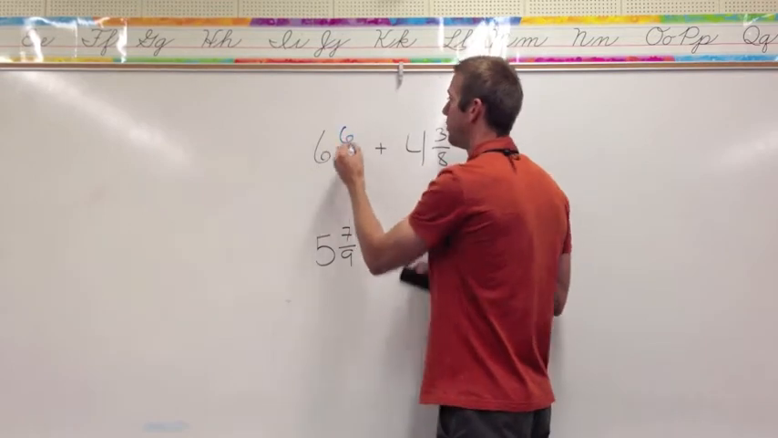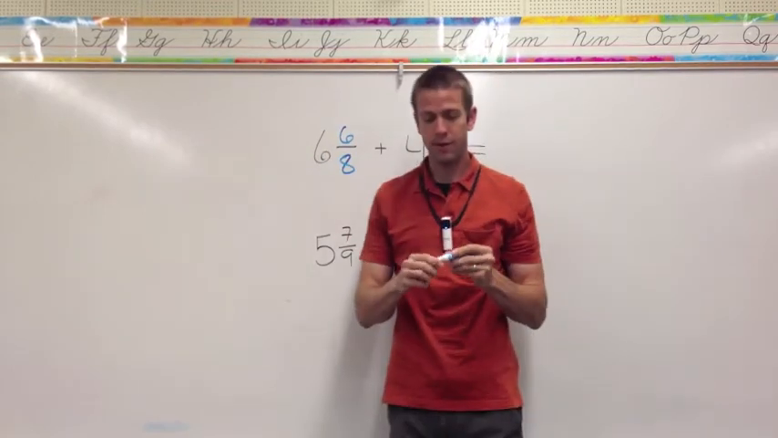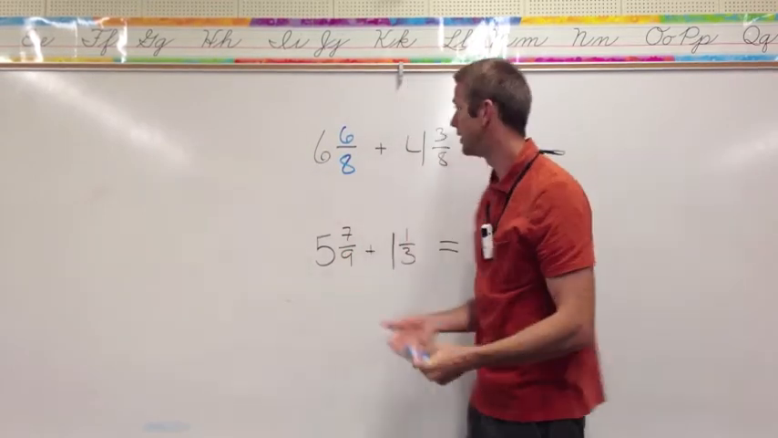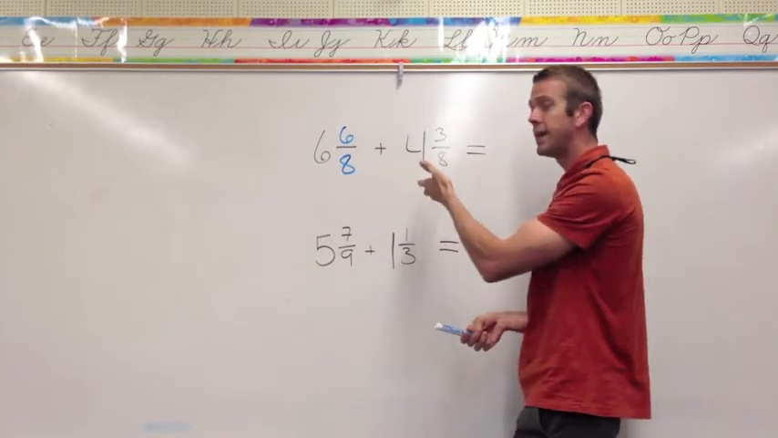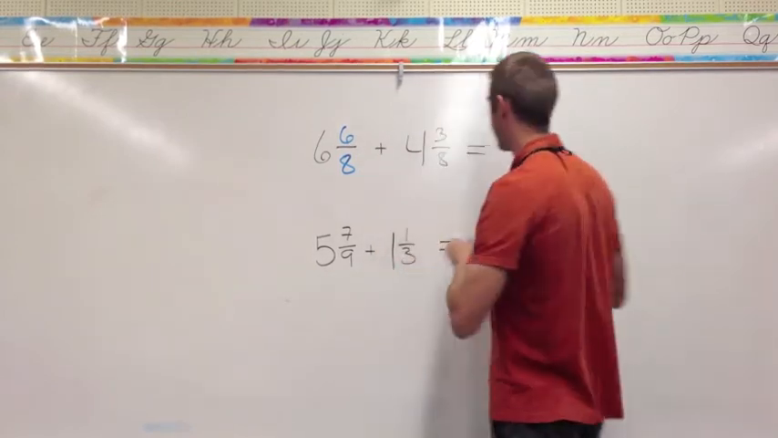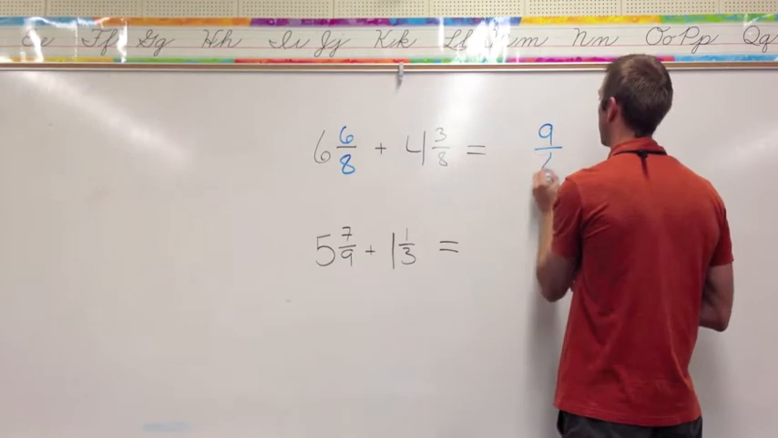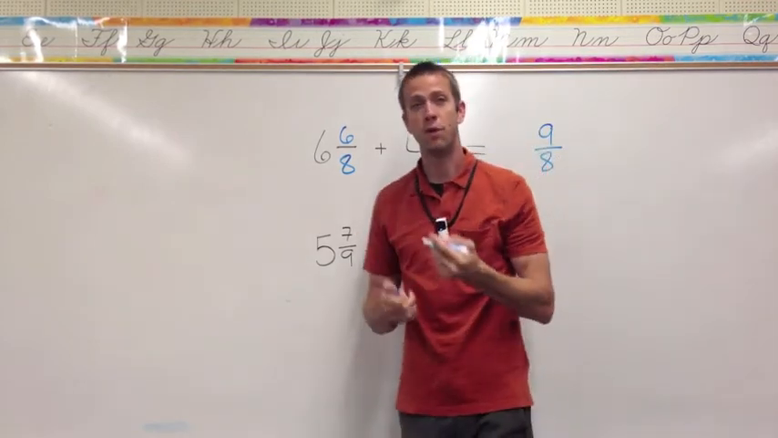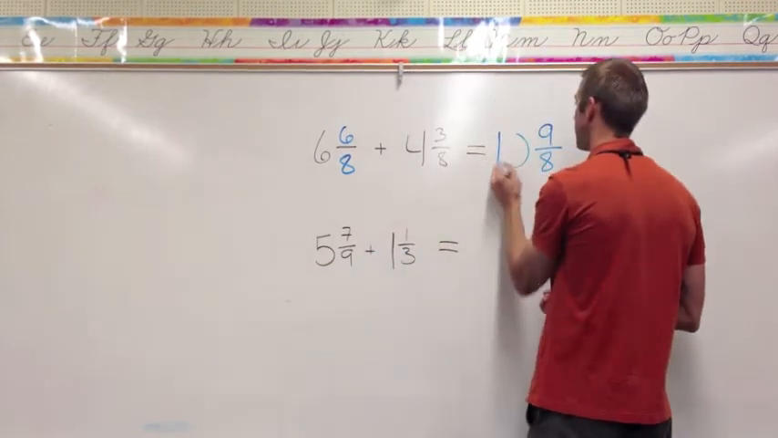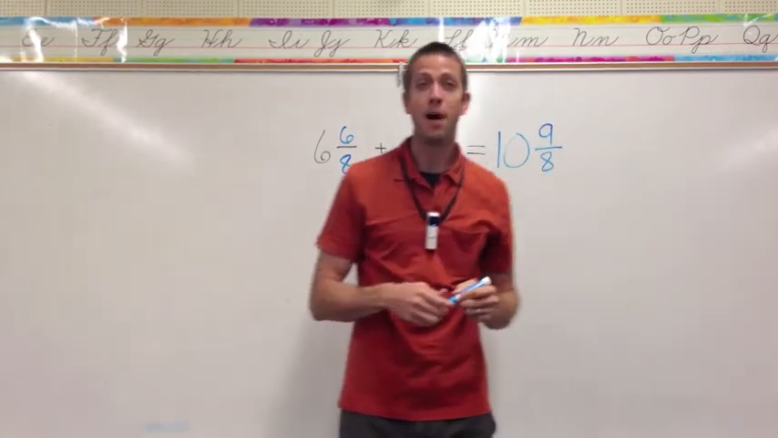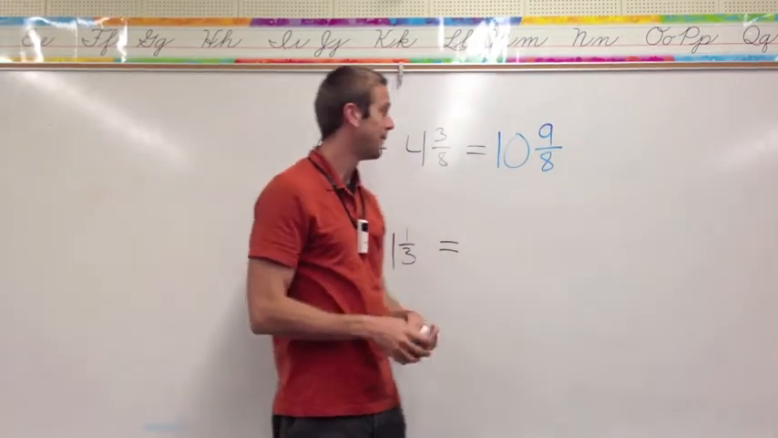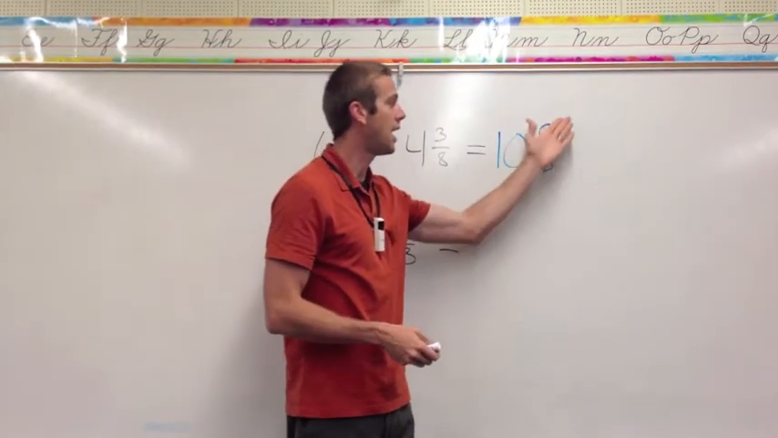And now when I look at my problem, you can see that it would be nice to just add straight across. I have 6/8 and 3/8, that makes a total of 9/8. And then my whole numbers, 6 and 4, make 10. Do we stop there? No. We have 10 and 9/8.